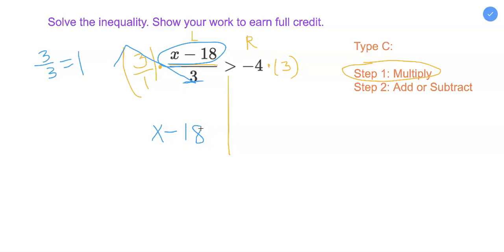Negative 4 times 3, unlike signs when you're multiplying, give you a negative. If you have unlike signs when you're multiplying or dividing, you get a negative answer, so negative 12. Multiplying both sides by a positive 3 does not flip the direction of the inequality, so leave the inequality exactly the same. We have completed step 1. Let's move on to step 2.